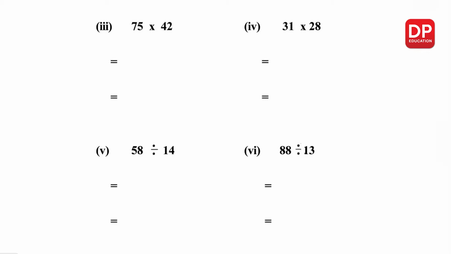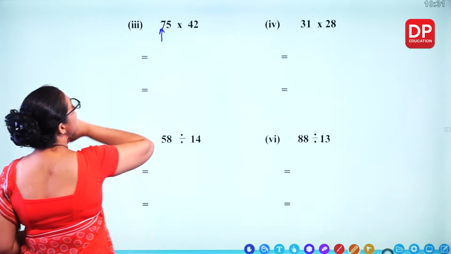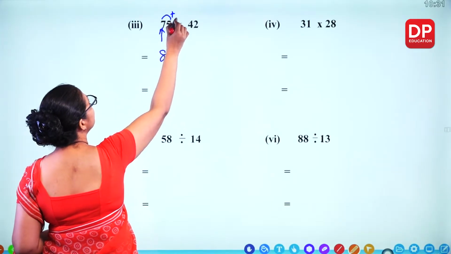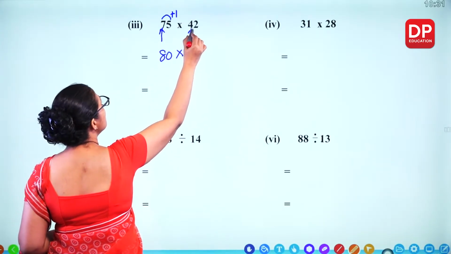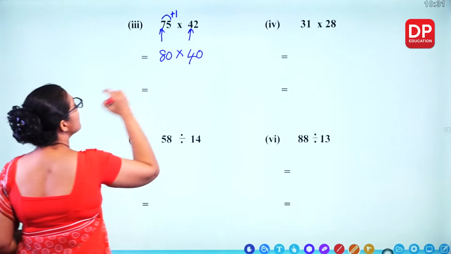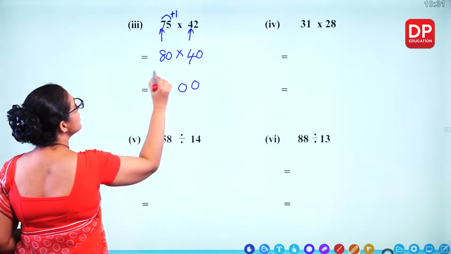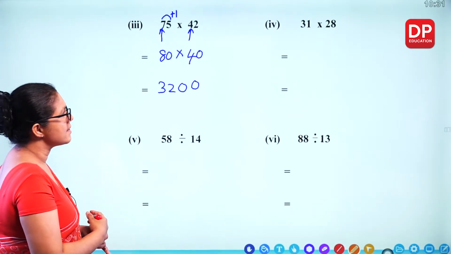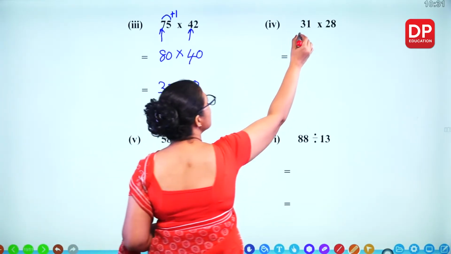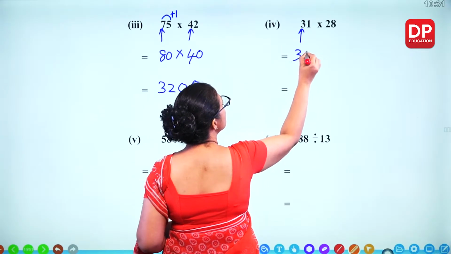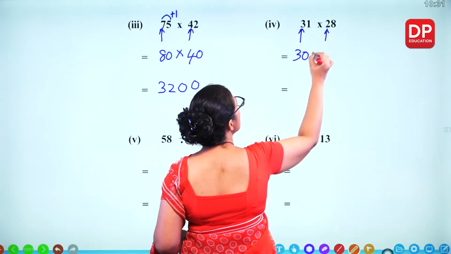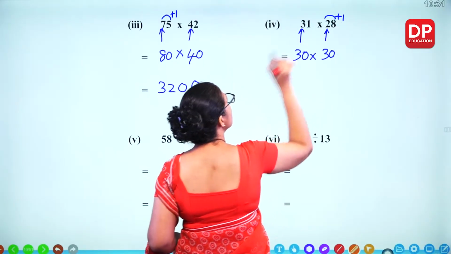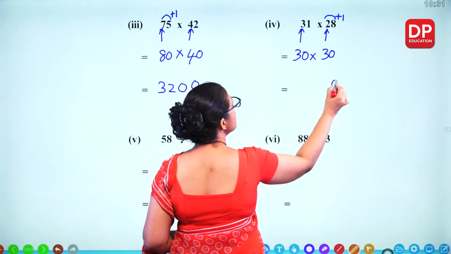75 and 42, when you round it to the nearest 10, this becomes 80 because you need to add 1. 42, you don't need to add 1. So you get 8 times 4, 32, 3200 as the answer. This one, 31, you can round it to 30. 28 also round it to 30 because more than 5. 30 times 30.